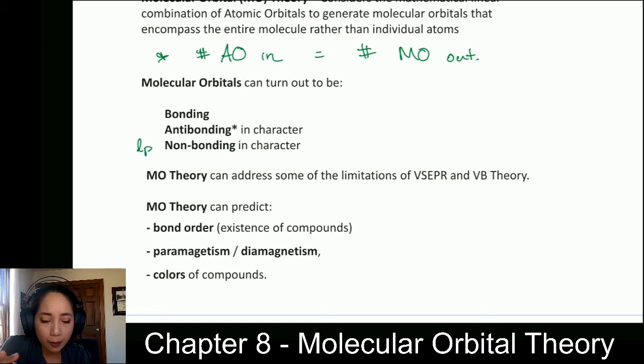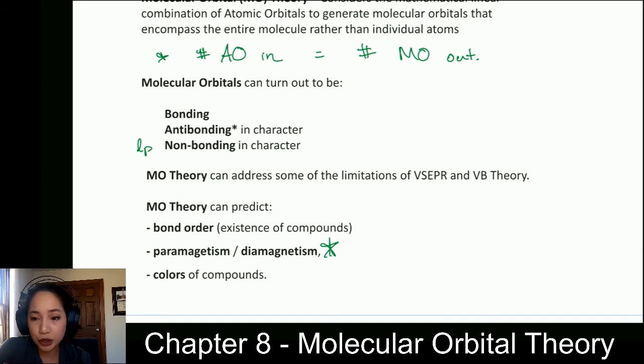And so MO theory addresses some of the limitations of VSEPR theory that valence bond theory could not do. So if we think back to our limitations, we did address differentiating single, double, and triple bonds using valence bond theory. So we did that. But what MO theory can do in addition to VSEPR and valence bond theory is that we can predict paramagnetism and diamagnetism.